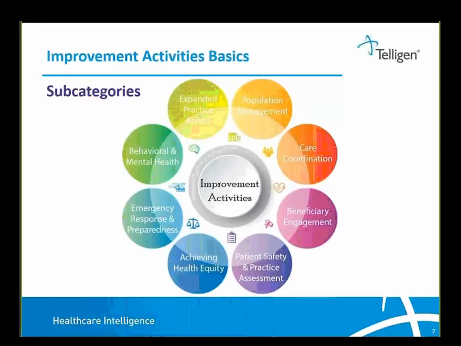The improvement activities for the first year of MIPS are divided into 9 subcategories, and you'll see those listed here. And when you look at these subcategories, you can see how the improvement activities category focuses on improving your clinical practice with the patient in mind. Now, one thing to note, there are no subcategory reporting requirements. So you can select activities from any of these subcategories. Likewise, all of your activities can be from the same category if you wish.